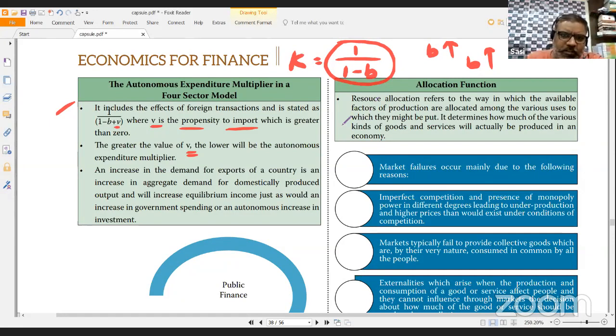But V is not like that. V is opposite. V is plus here in the denominator. In other words, if V or the marginal propensity to import is more, K will become lesser. That means the investment multiplier will be lower. That is not good for any economy. So ideally, V should become lesser, the marginal propensity to import should be lesser, so that K will become higher.